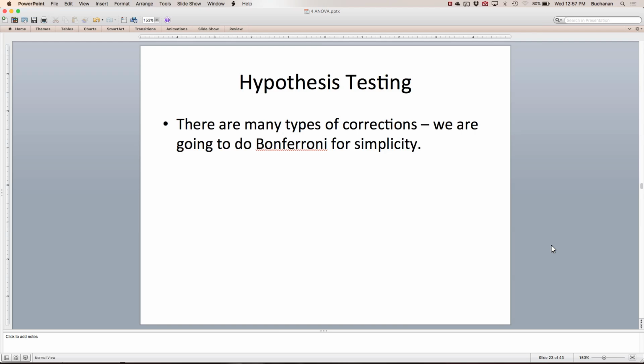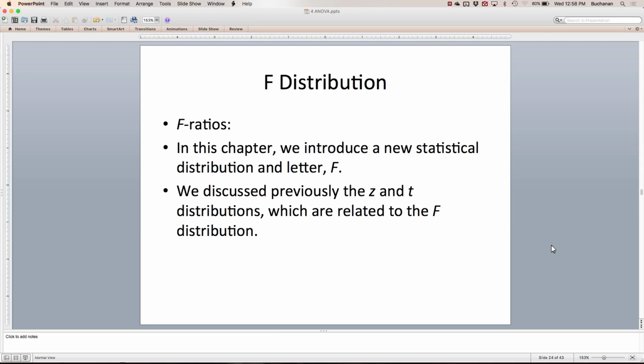There are lots of other ones. My favorite one is Tukey. It's not turkey, it's Tukey. Fisher, Hater. You don't have to know these. There's a bunch of tests. We're going to do just one to make life simple. And the good thing is it applies to all of these. Scheffé is another one.